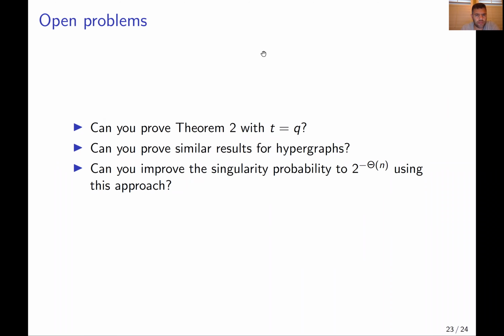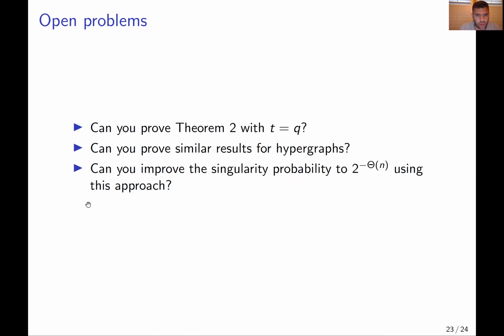And so let me conclude with some open problems. First of all, I think it's quite interesting to show, can you prove theorem 2, or also the theorem of Scott for the odd case, with T equals Q? With T equals Q, we don't know what to do because then the expectation is basically constant. And so it's not clear if you can partition to only Q sets with some fixed degree sequences. And something that sounds interesting to me, I didn't try it, is can you prove similar results for hypergraphs? I don't see a simple way to extend these arguments to hypergraphs.